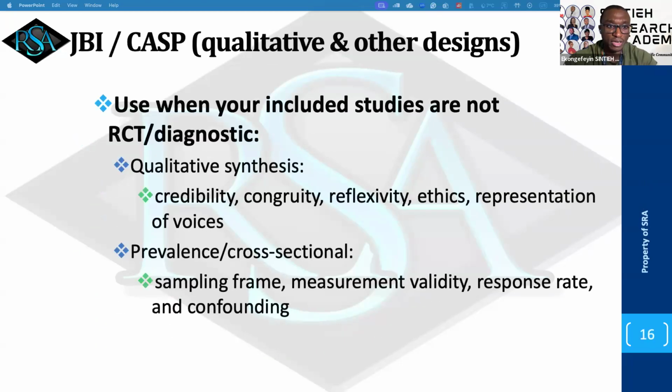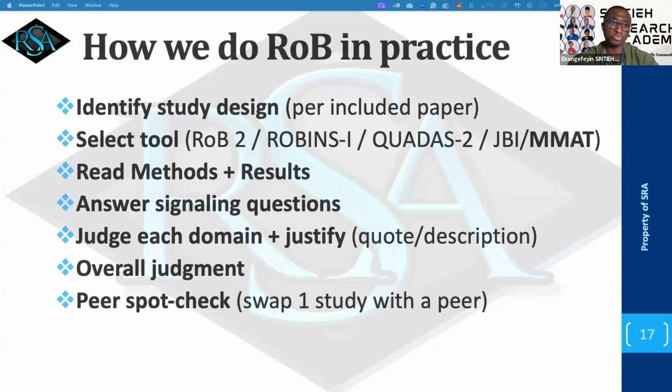But that said, for qualitative studies, this is just descriptive. You are going to just have your discussions around how credible the study is, how congruent it is, how easily appreciated it can be. Is the ethics very well addressed, and are all the voices heard, or the voices of the research that you are interested in heard, something like that. So that's it. These are the common tools.